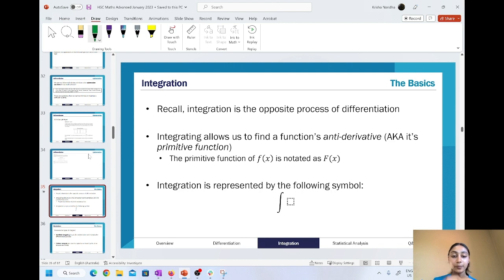Okay, so if f of x is the function that's given and we need to find the integral of it, then we notate that as big F of x, okay? And the integral symbol is this weird S, which I personally really struggle with drawing on a screen or on paper as well. Occasionally it'll look really nice, but a lot of the time it looks kind of ugly.